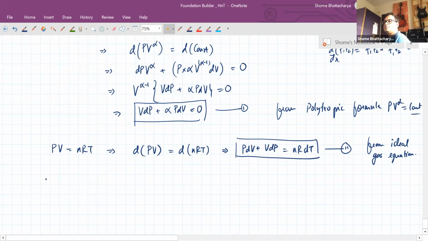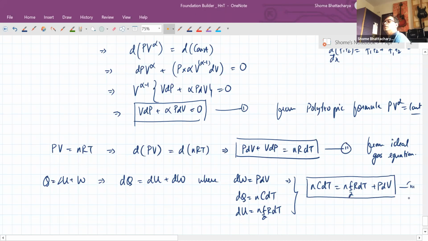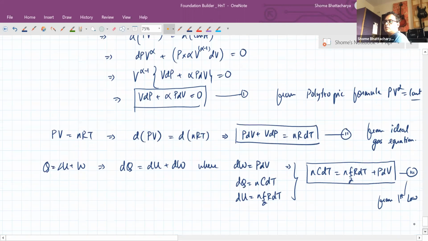And then we have the first law of thermodynamics. Q is equal to delta U plus W, which we can write in differential form that dQ is equal to dU plus dW, where dW is PdV. And from this we have nC dT is equal to nF by 2 R dT plus PdV. So this is our third equation, which is coming from the first law of thermodynamics in differential form. Now it is a matter of manipulating these to show the formulae that we get for polytropic process.